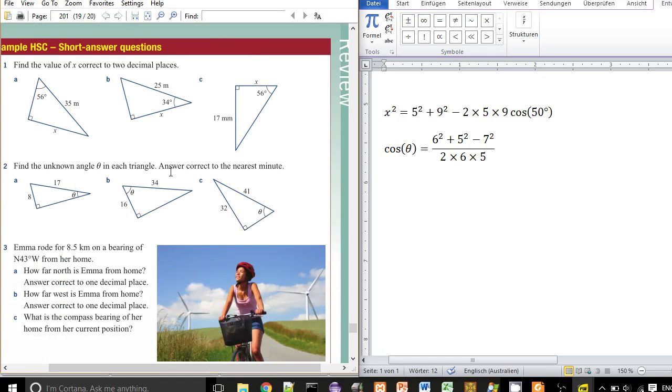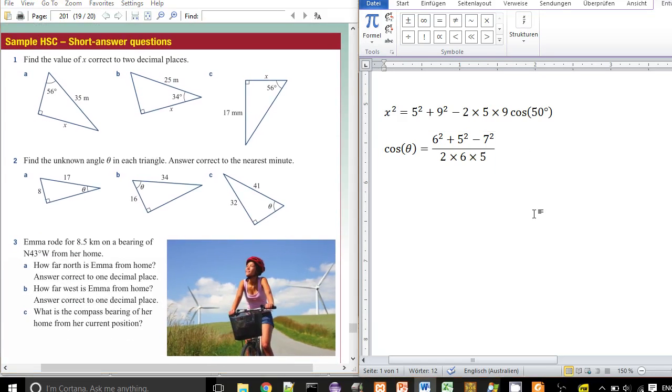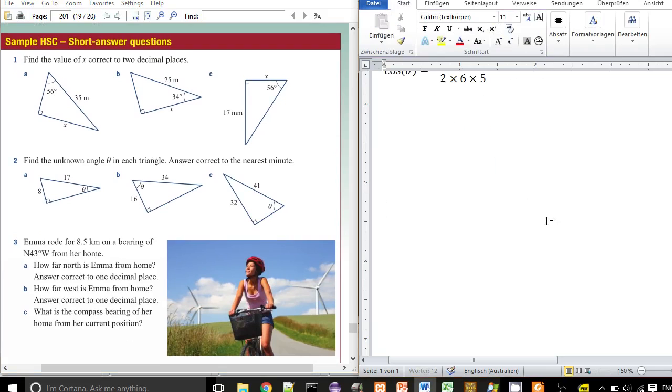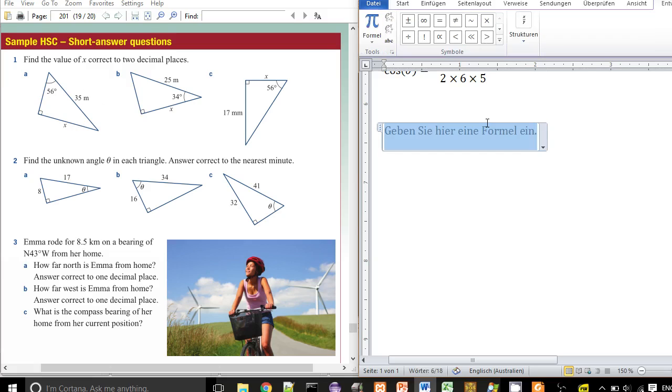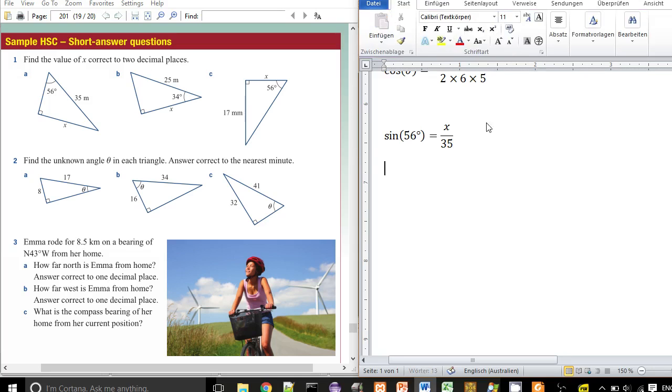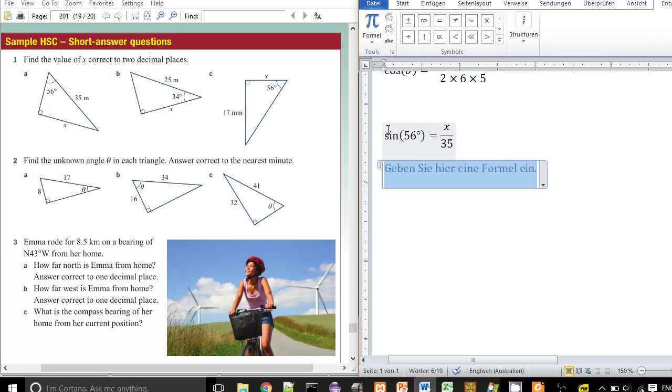Alright, let's keep going. I won't do all of these. Let's do the first one. So that's opposite over hypotenuse, so it's sine. So sine 56 equals x over 35. We need to times by 35. So x is 35 sine 56. Okay, I'll just quickly do it.